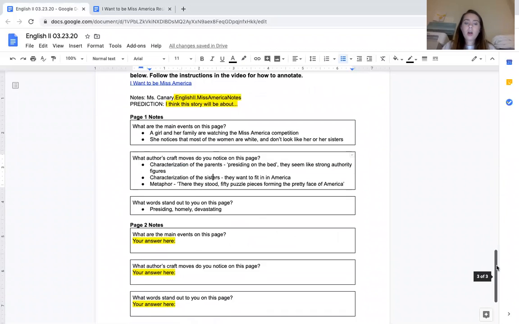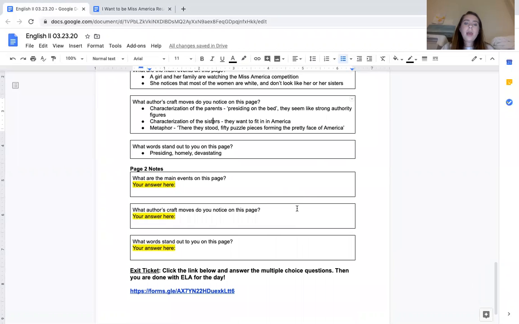You just need to look on the second page of your story and answer those same questions for page 2. You're gonna read page 2, then ask yourself, what are the main events on this page? What author's craft moves do I notice on this page? And what words stand out to you on this page? I think out of these questions, probably the second one is the hardest. So when in doubt, I want you to write, what new things did we learn about the characters? If you're struggling with author's craft moves, it's always good to fall back on characterization.